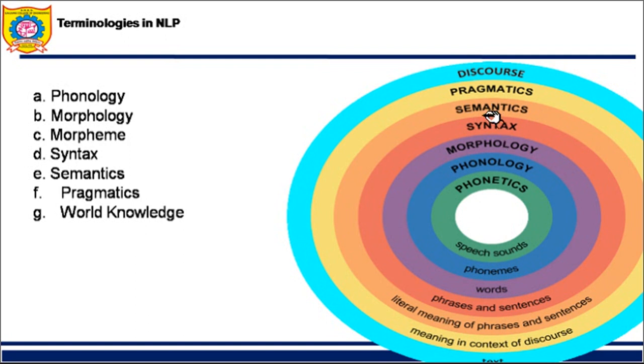Then the next one is semantics. Semantics means the meaning of the sentences. So working on the meaning of phrases and sentences is nothing but semantics. Next comes pragmatics, which is meaning in context of discourse. What do you mean by context of discourse? What do you mean by discourse is the first question. So what is discourse?